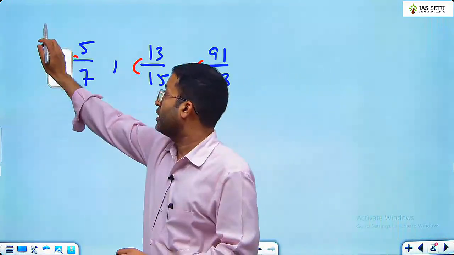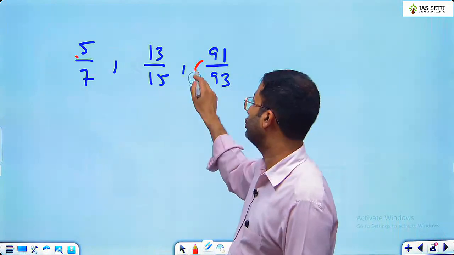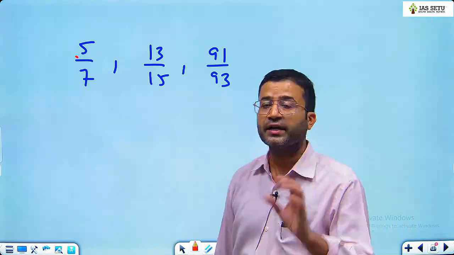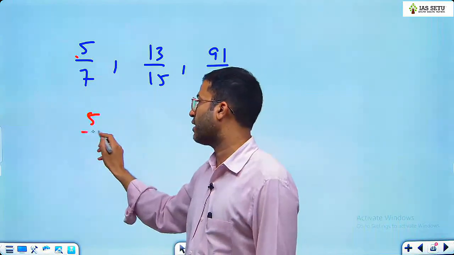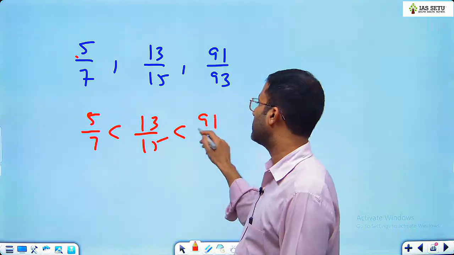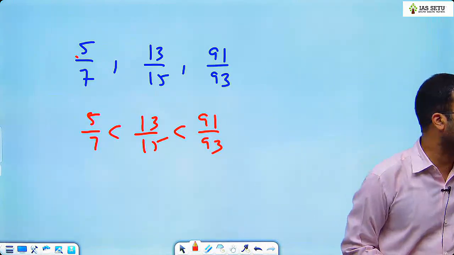See here, can you see the difference between numerator and denominator is 2, 2, 2. And since all these are proper fraction, can we conclude 5 by 7 is lesser than 13 by 15 is lesser than 91 by 93? As numerator increase, your value increase.